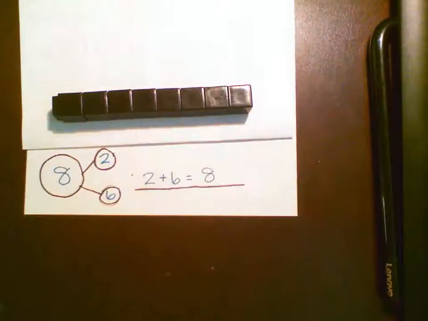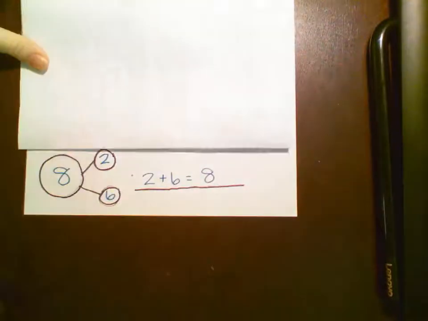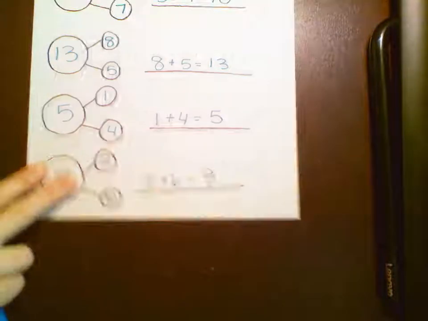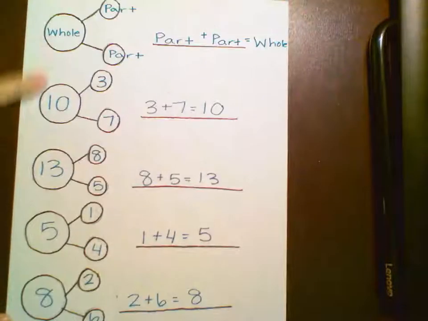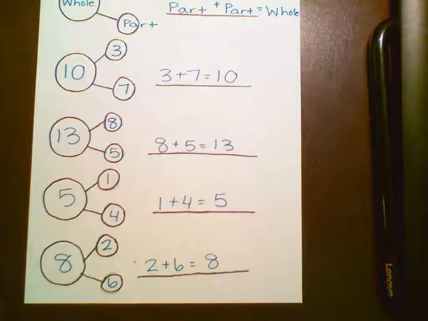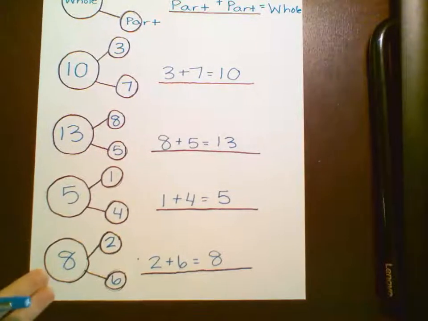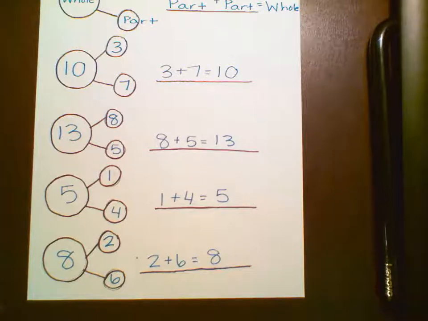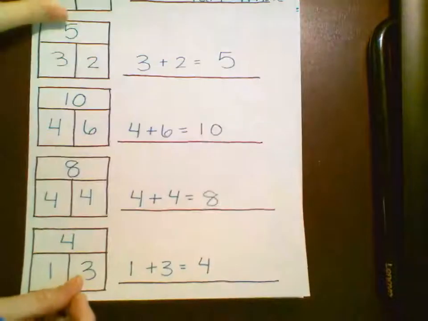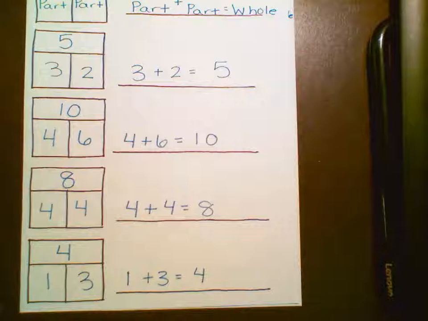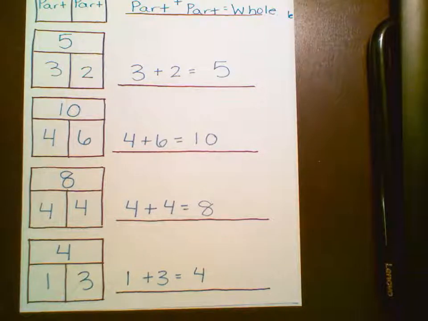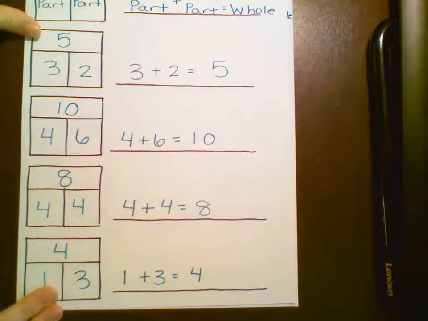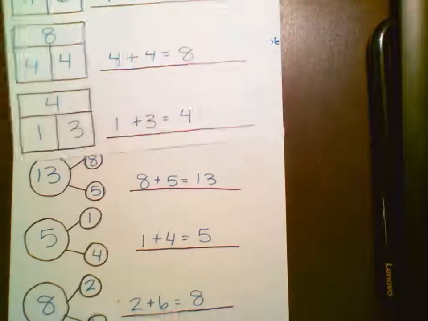So, boys and girls, we showed that a whole number can be broken into 2 parts. We showed that with our number bonds, and we showed that with our part-part whole mats. I want you to come up with 3 part-part whole mats and 3 number bonds.